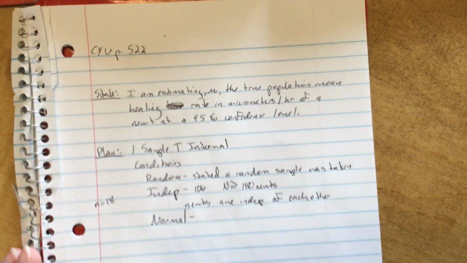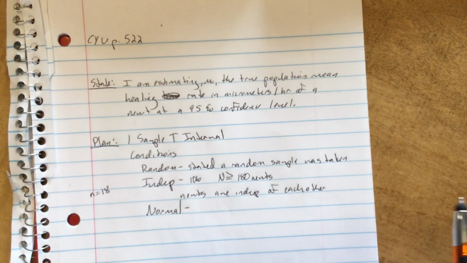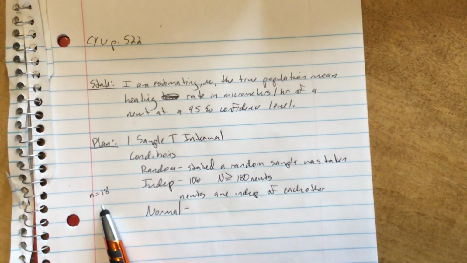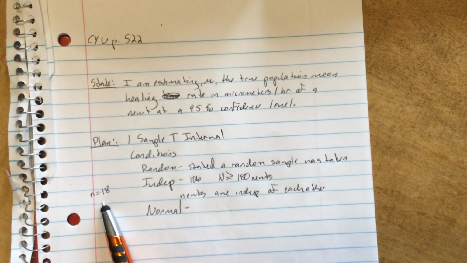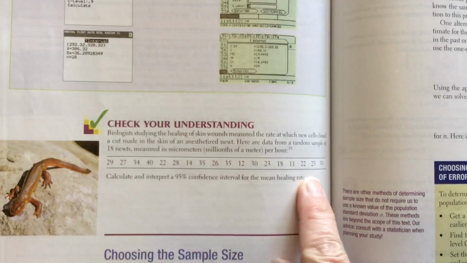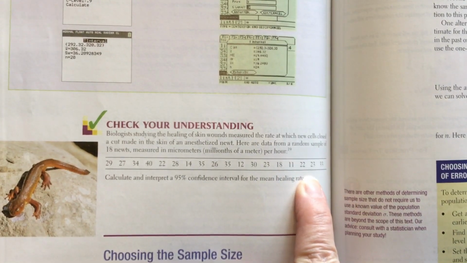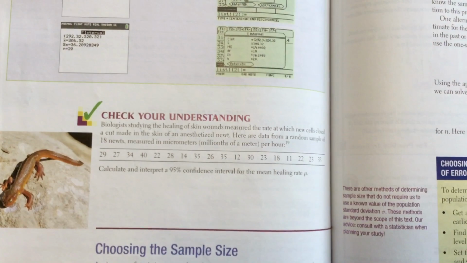Okay, all right, here we go, normal. It didn't say the population was normal. It didn't say anything about the population; the healing rate of a population of newts is typically normal. Our sample size is too small for the central limit theorem, so I can't use that. So the only other option I have is to take my 18 pieces of data and graph it. If it's roughly symmetrical with no huge skew and no major outliers, then I can assume normality.